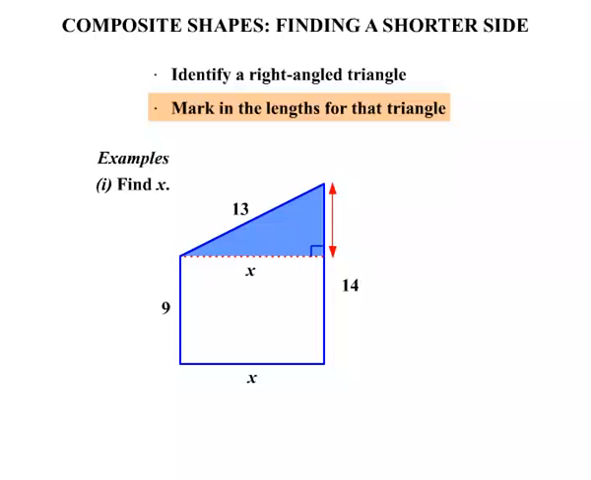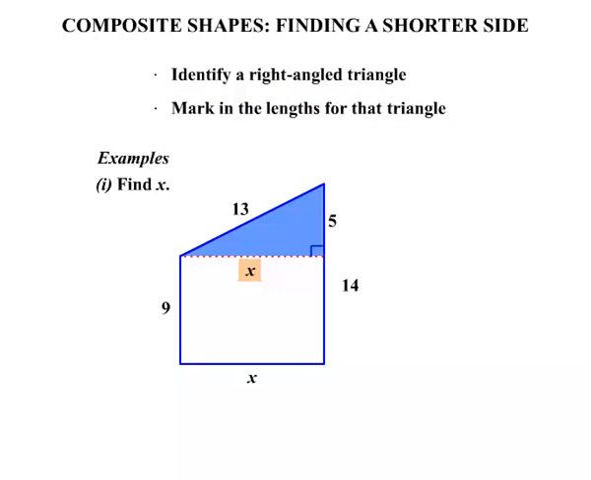This side though requires a bit of thought. We can see that the full height of the shape is 14, and then part way there is 9. So we need to think 9 and something make up that full 14. Well, that something would be 5. Okay, 9 and 5 make up the 14. So we've got our triangle marked as such.